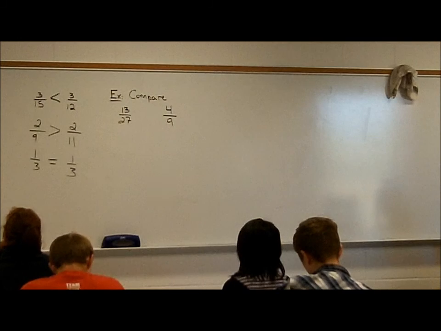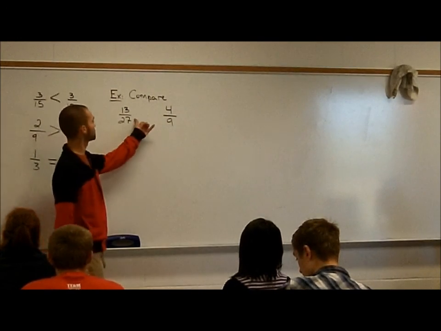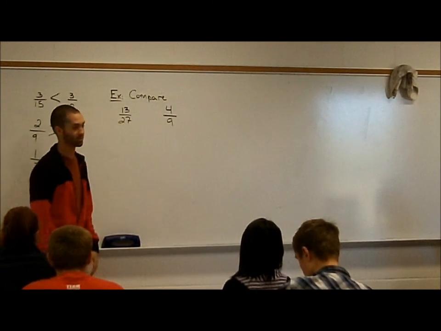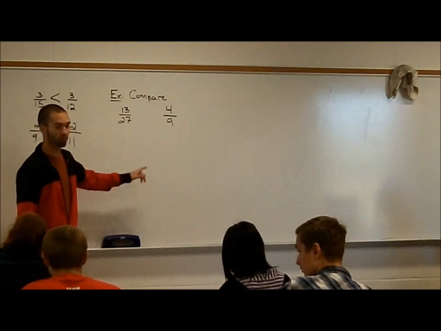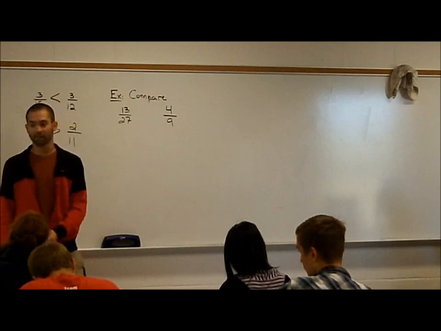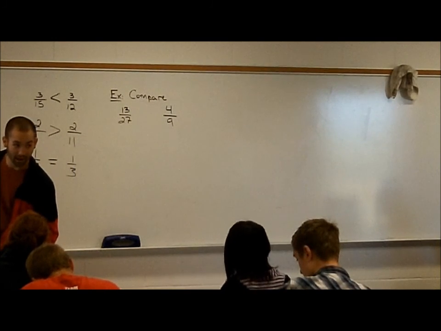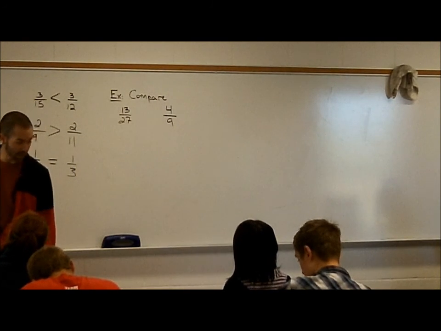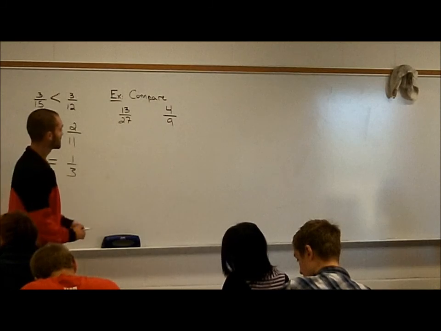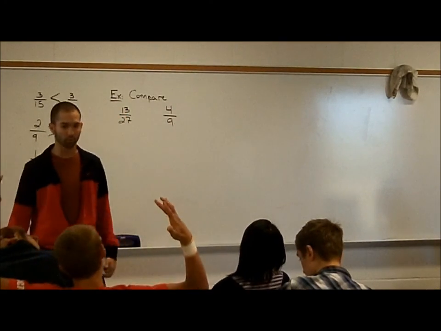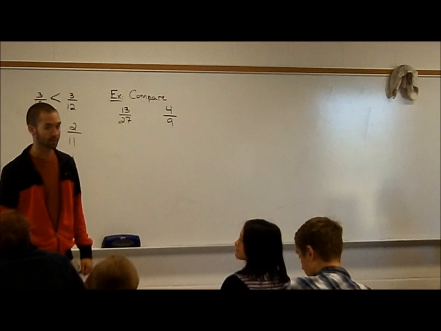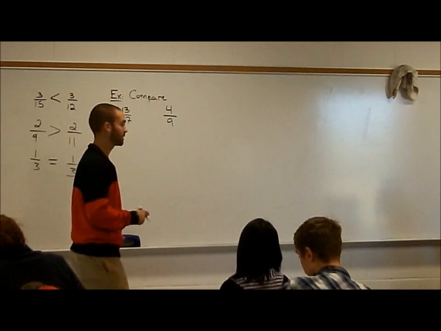You can't just look at this and say, oh, this one's bigger than that one. It's not possible, okay? What you have to do is get a common denominator, okay? We find the common denominator by doing least common multiple. How do we find the least common multiple?